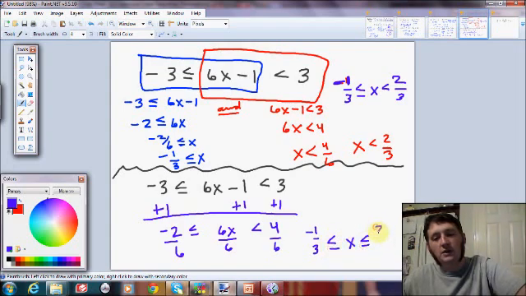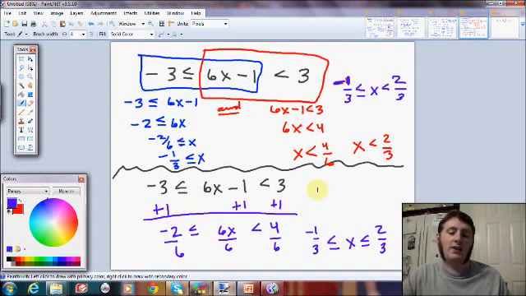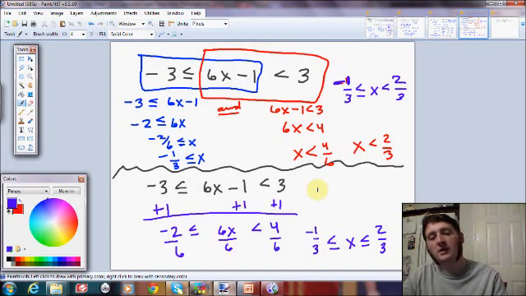You have that x is between those two fractions in order for this inequality to be true. Again, I think that's a lot less work, so I have a feeling a lot of you will prefer it. Just make sure that whatever you do, you do to all three parts, okay?